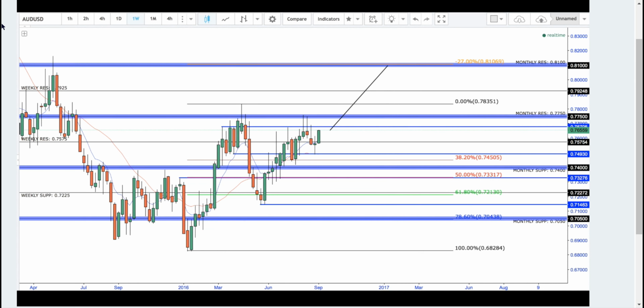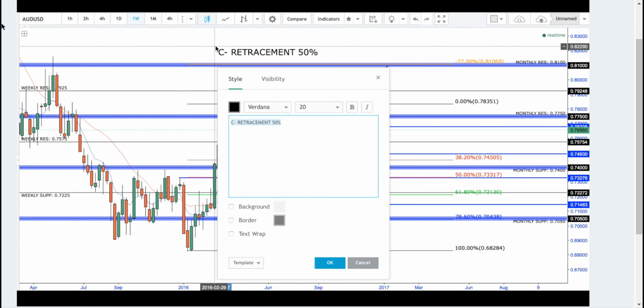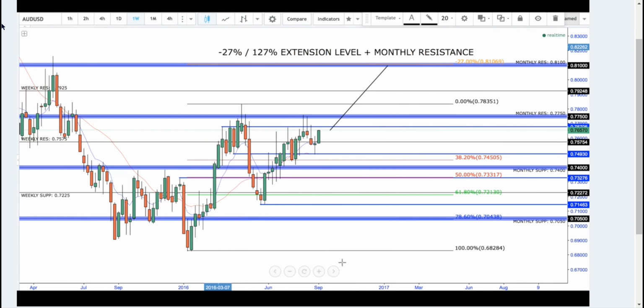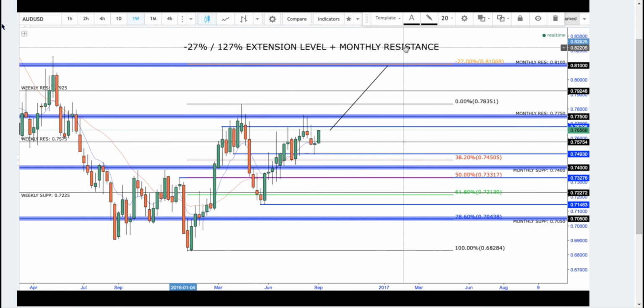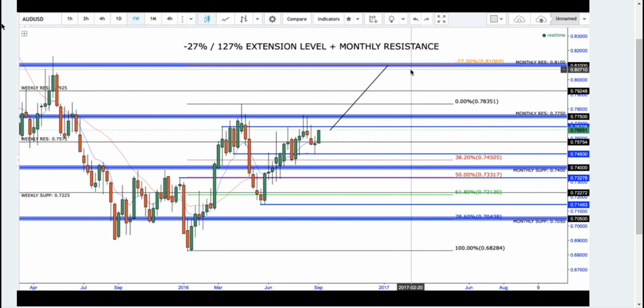So we've got two confluences up there as well. So the two confluences are the minus 27% or 127% extension, and the monthly resistance.